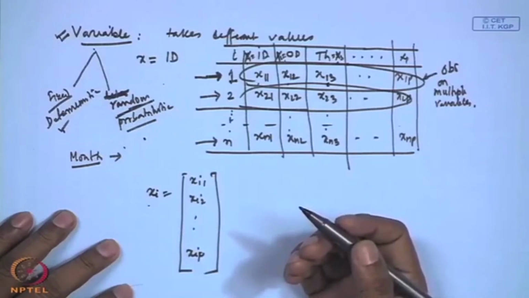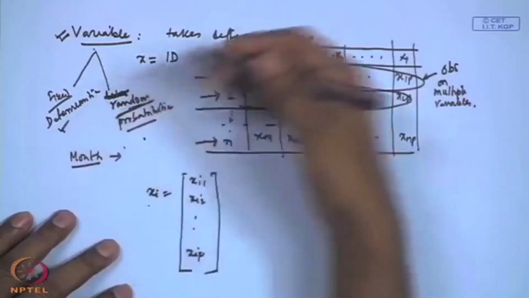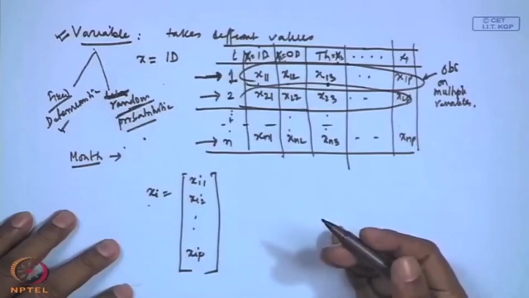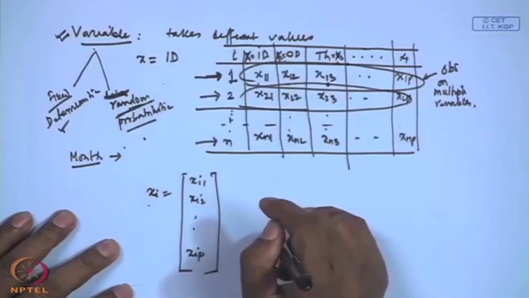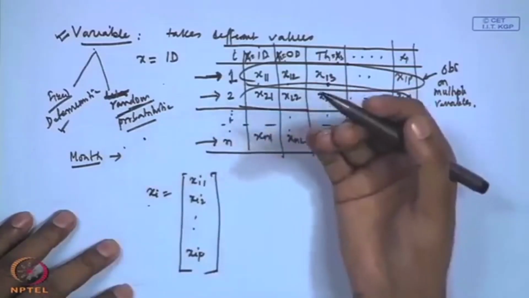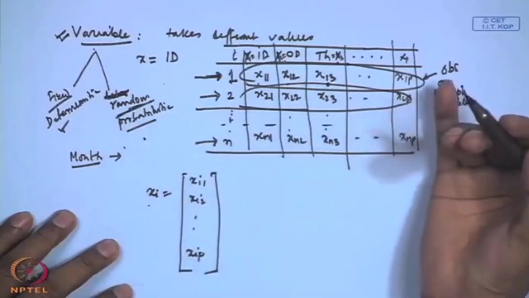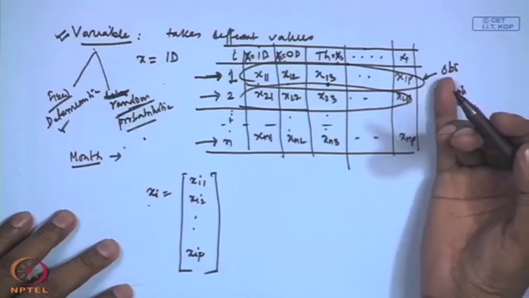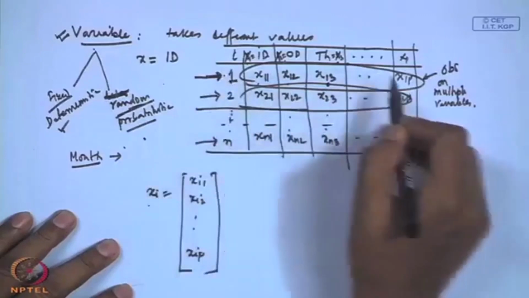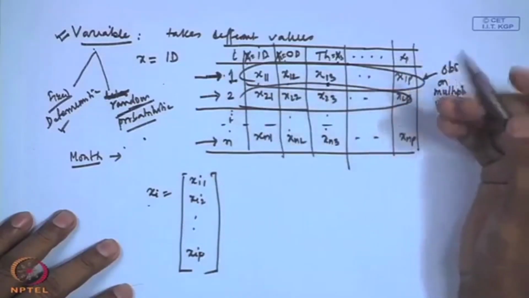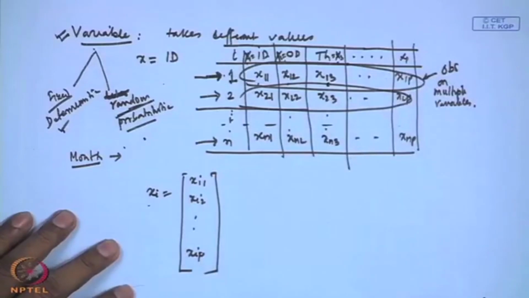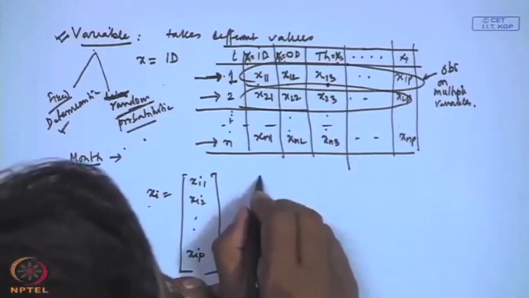So when we deal with this type of situation where each of the observations has multiple values, in the sense values on multiple variables, more than one, then the situation is a multivariate situation.